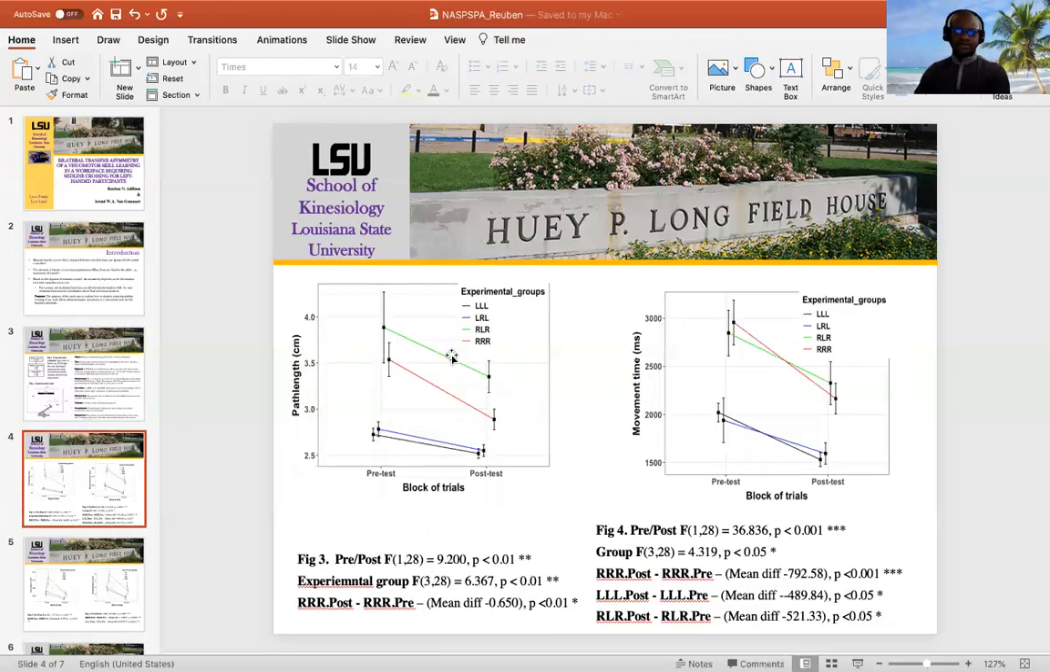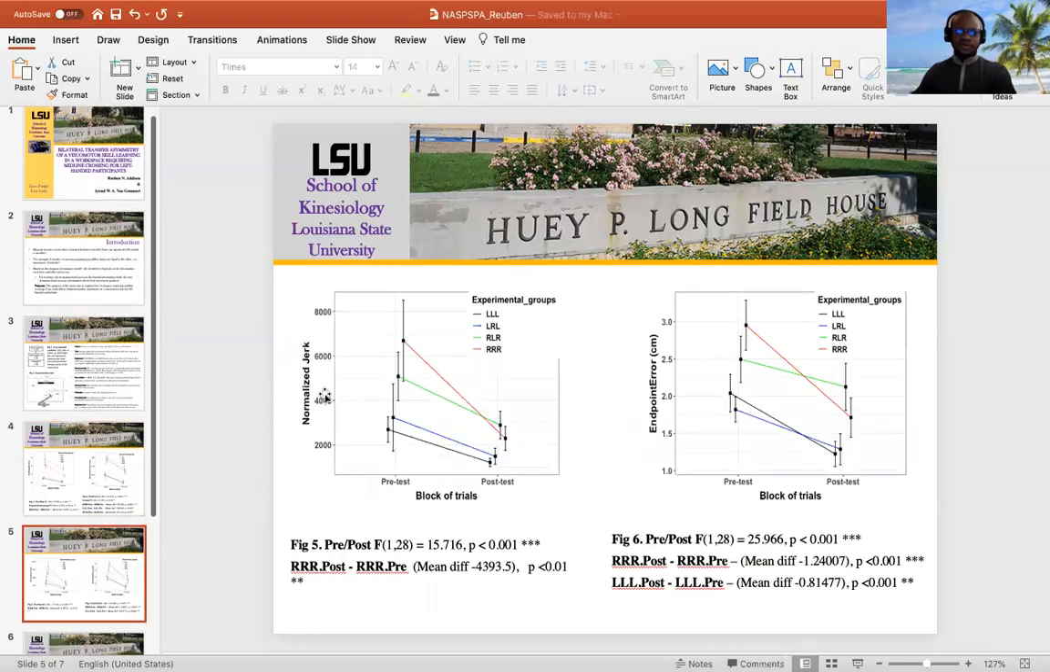For results, when we looked at path length, we could see that there was no bilateral transfer for path length. However, there was some adaptation in the retention group that trained with their right hand. For movement time, there was bilateral transfer for the right hand after training the left hand. However, there was also retention for the two retention groups, which showed adaptation.